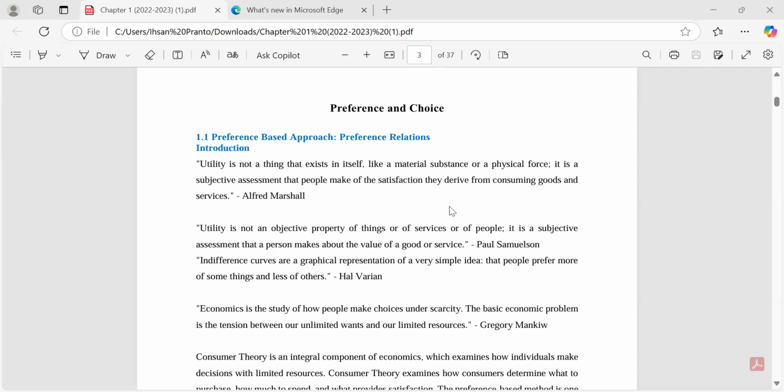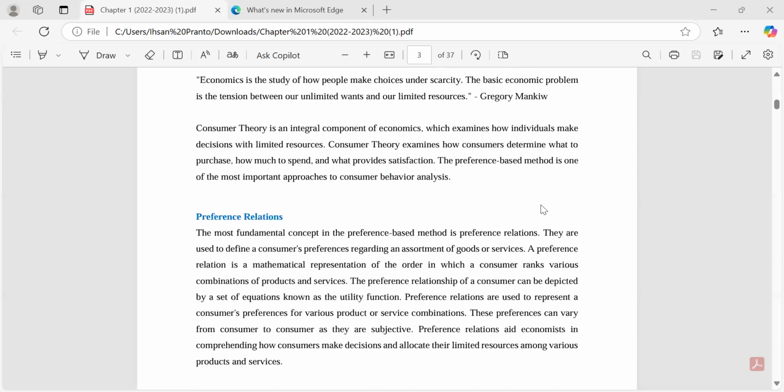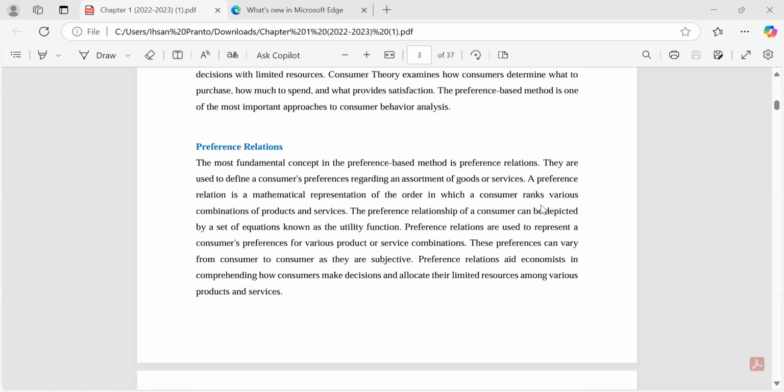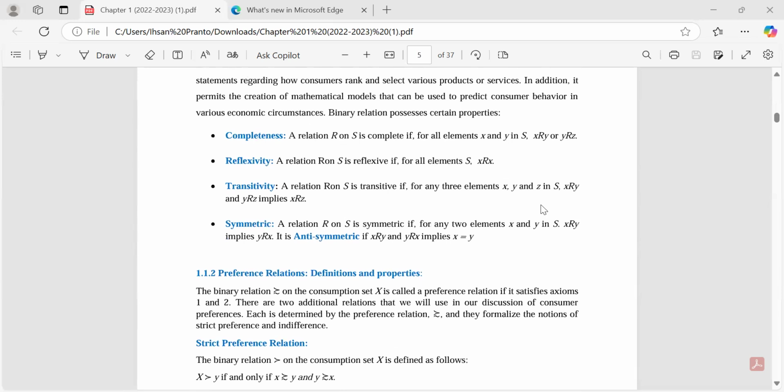So from here, we have to know the key features of preference relations. In preference relations, mainly we have to know about completeness, transitivity, reflexivity, and symmetric transitivity, etc. So first of all, we have to talk about completeness.